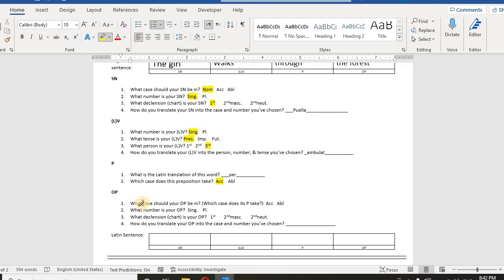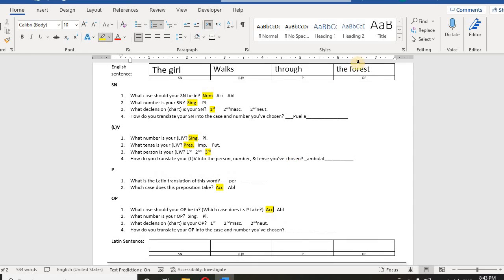So as we move into our object of the preposition, the first question is, what case should my object of the preposition be in? It should be in the accusative case because the preposition I used was accusative. What number is my object of the preposition? Now here I have to look up at my English. Forest is singular, one forest. What declension, what chart is my object of the preposition in? Well, forest is silva, ends in an A, so we're still dealing with first declension.